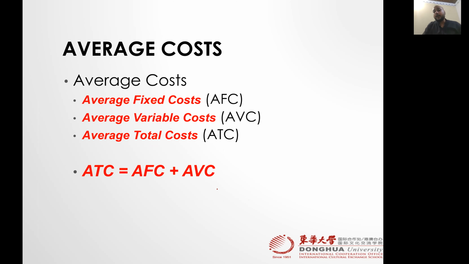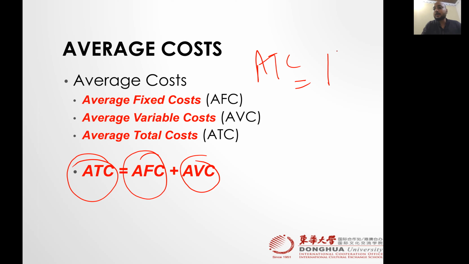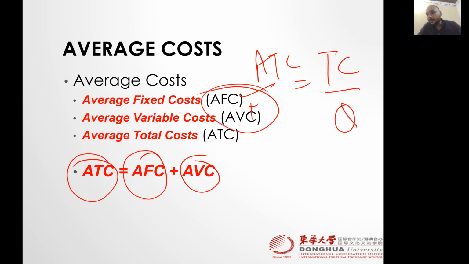So the second way to find out average total cost is just the addition of average fixed cost plus average variable cost. You can find out the average total cost with two formulas: total cost divided by quantity, or we are adding average fixed cost plus average variable cost.